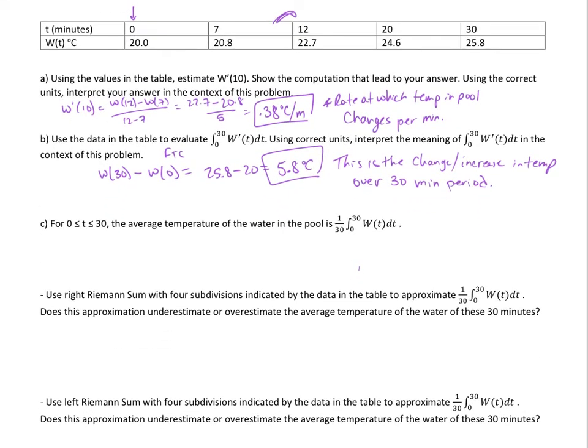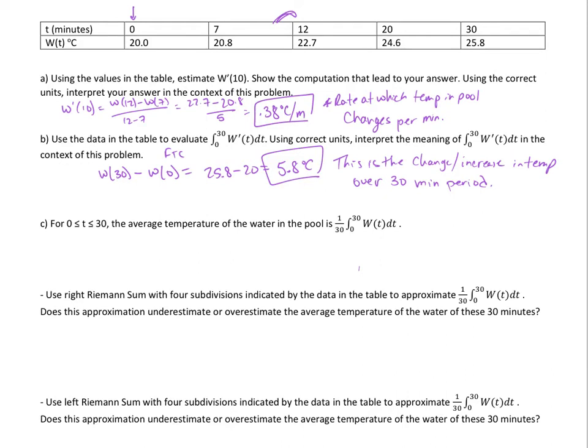This one says, from 0 to 30, the average temperature of the water in the pool is given by that. Now we are to write a Riemann sum with 4 subdivisions indicated by the data in the table to approximate the 1 over 30 integral, which is the average temperature over that time period. All right, well, let's take a look.